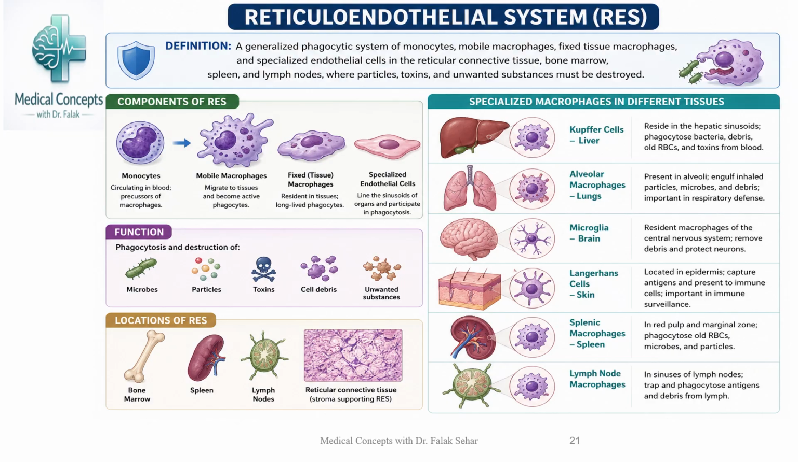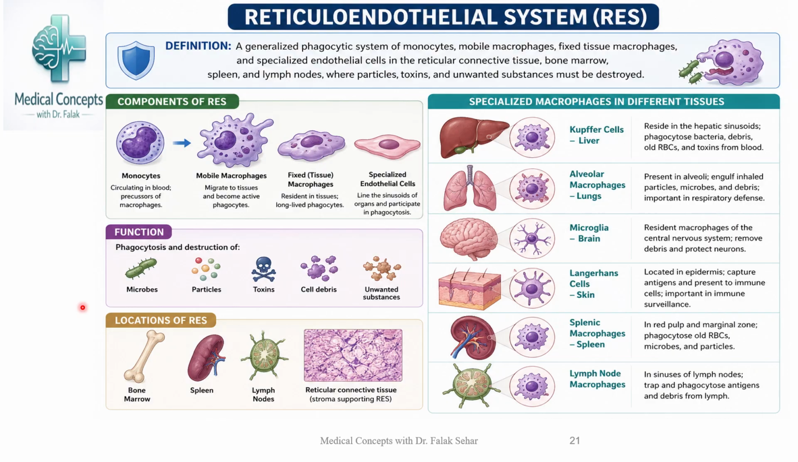Let's talk about the reticuloendothelial system, or RES, also known today as the mononuclear phagocyte system. This system is made up of circulating monocytes, tissue macrophages, and specialized phagocytic cells that protect our body by removing harmful substances. The process begins with monocytes circulating in the bloodstream. Whenever there is tissue injury or infection, these monocytes leave the blood vessel, enter the tissue, and differentiate into macrophages. These macrophages can either remain mobile or become fixed tissue macrophages. The primary function is phagocytosis.